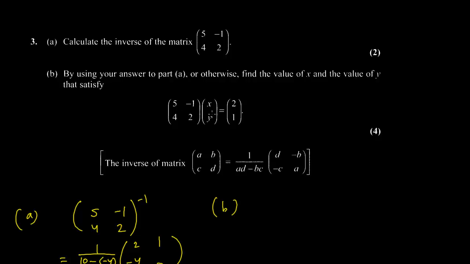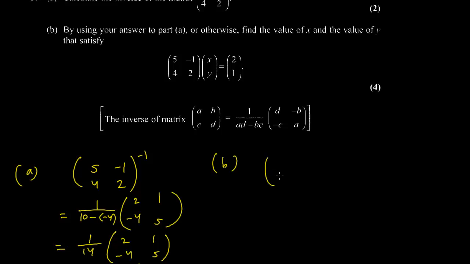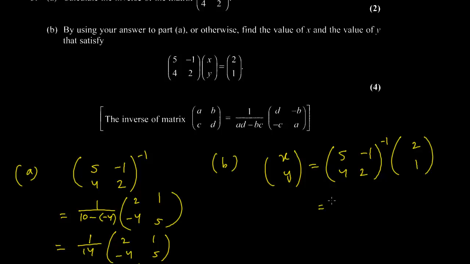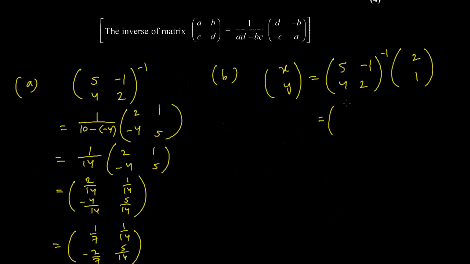For solving an equation using matrices, what you have to do is send this multiplication to the other side as an inverse. So it becomes like this: [x y] equals [5 -1; 4 2] times the inverse of the other one, which is [2 1]. So we already found that this is 1 by 7, 1 by 14, minus 2 by 7, 5 by 14, times [2 1]. Perhaps it's easier to simplify if you leave this at the end and multiply this later on. But since I have already multiplied this, let's continue this way.